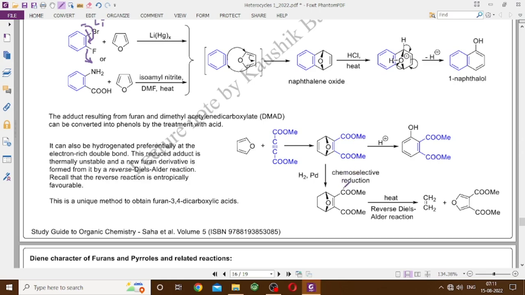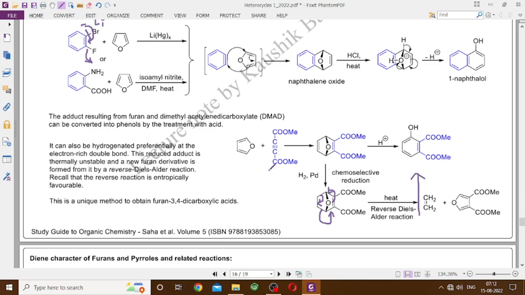And now if you heat this partially hydrogenated product, it will undergo a reverse Diels-Alder reaction and release ethylene in the reaction medium. So the reaction will take place like this. You have double bond shifting here, double bond goes here, single bond breaks to establish a furan nucleus, and this ethylene molecule, being a gas, escapes from the reaction medium, and that is the driving force of the reaction.